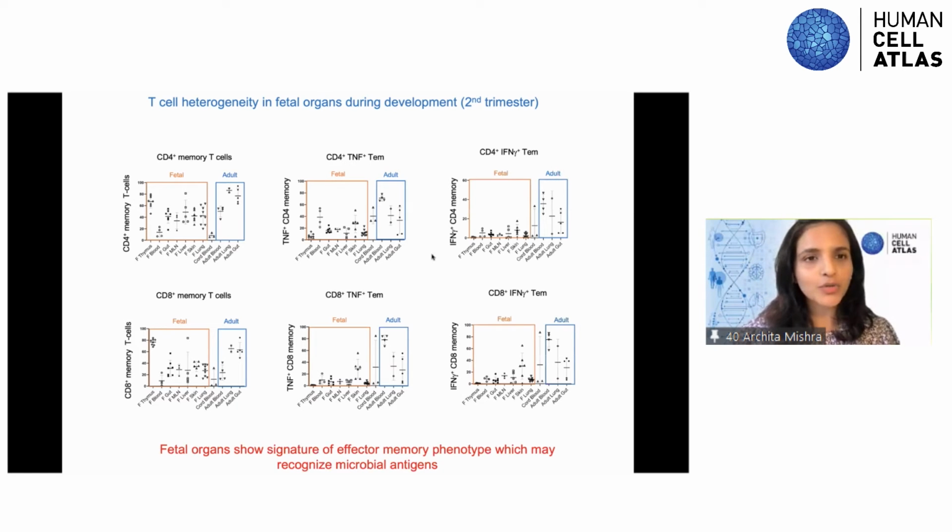So here also what we saw was that these memory cells were effector memory in nature, and we tried to hypothesize what these memory cells could be against, because a fetal environment is a kind of protective environment. Not much goes in and comes out of it. So we wondered what these memory cells could be against and why they are so inflammatory in nature.